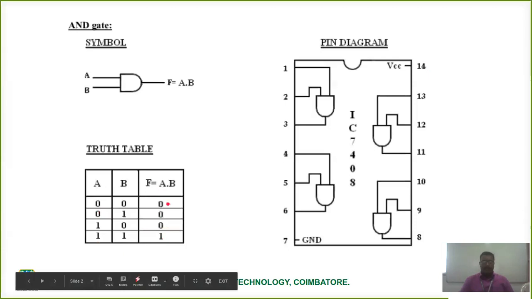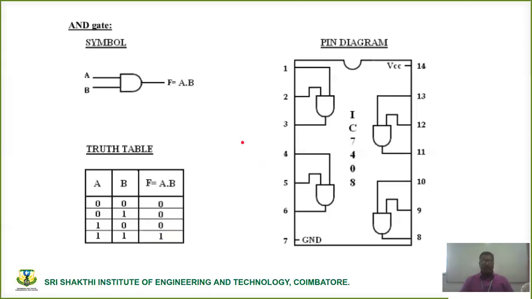So this is similar to multiplication. If either input is 0, my output is 0. Only if both the inputs are 1, then I will get 1, right? So this is an AND gate.